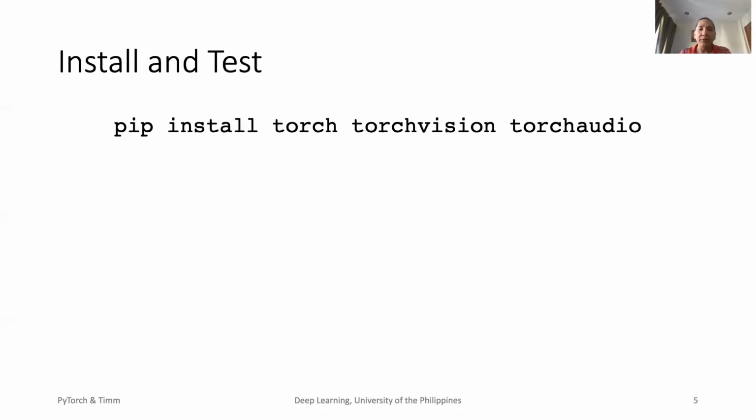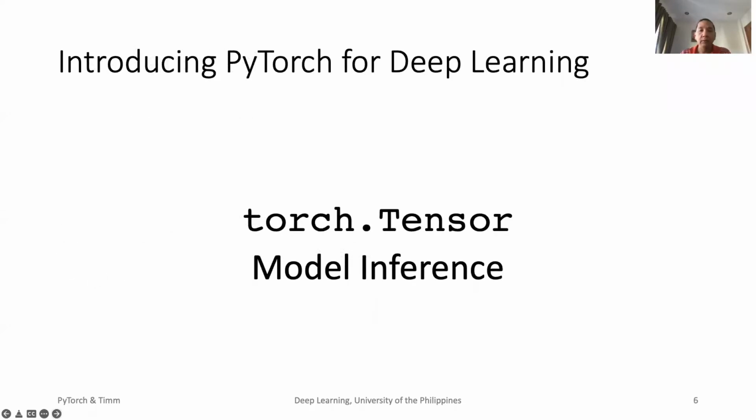To install PyTorch, run pip install torch torchvision torchaudio. Then do a simple test. Our objective in this discussion is to build a working model that we can already use. Therefore, we will focus on two items: Torch Tensor as the PyTorch data structure, and model inference in PyTorch. We will learn more about PyTorch in our future discussions. For the meantime, these two items are sufficient to enable us to build a working deep learning model.